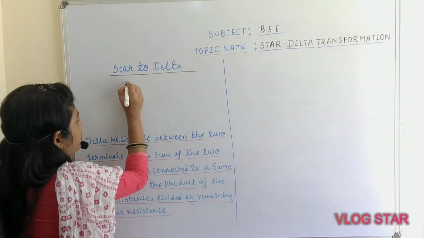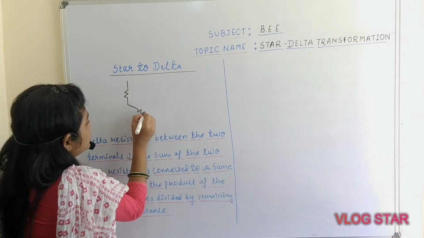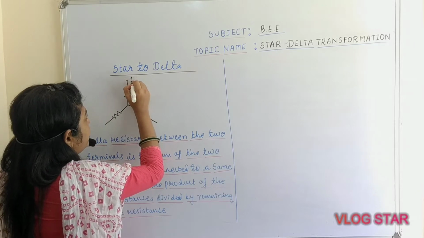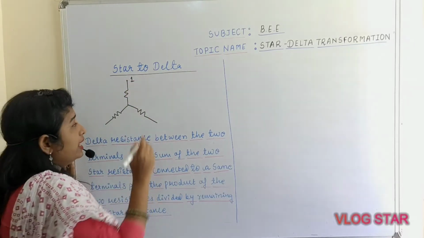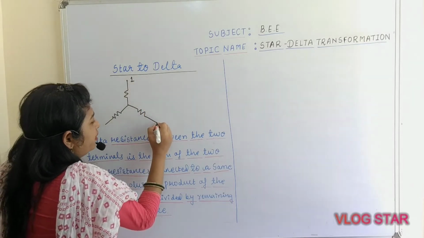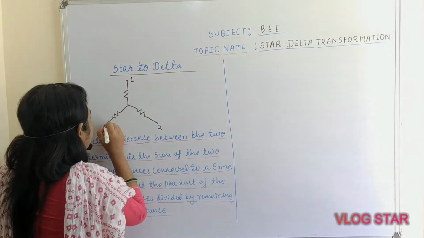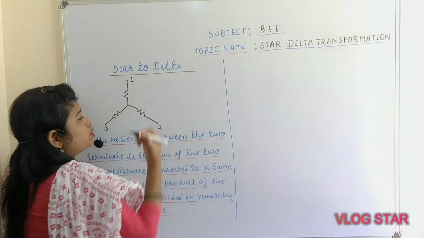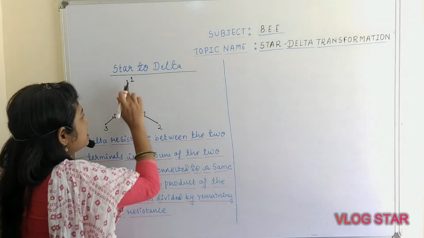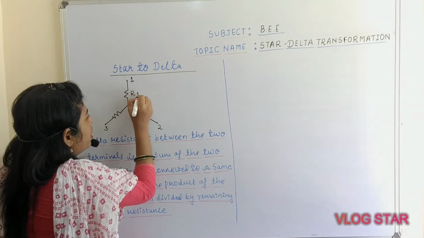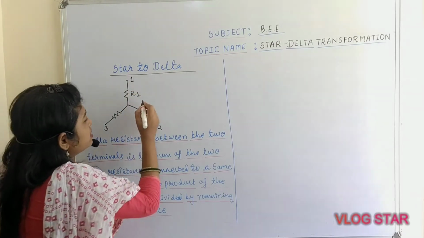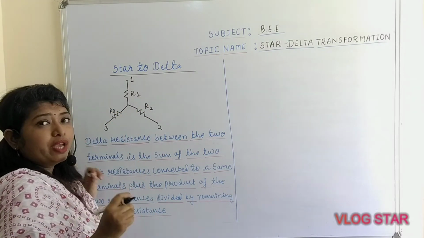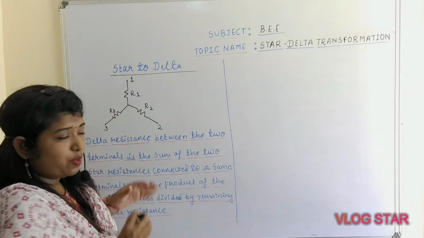Let's draw the star network. Do you remember how to draw the star network? How to assign the terminals? Always assign terminals in the clockwise direction. Let's consider this is terminal 1, this should be your second terminal and this should be your third terminal. Now we have to assign names to these resistors. This resistor is connected to terminal 1, so let's name them R1, R2 and R3. I hope you have understood how to draw the star network.